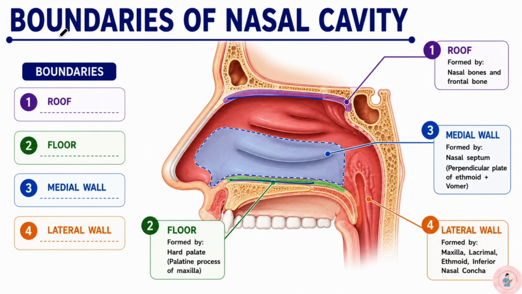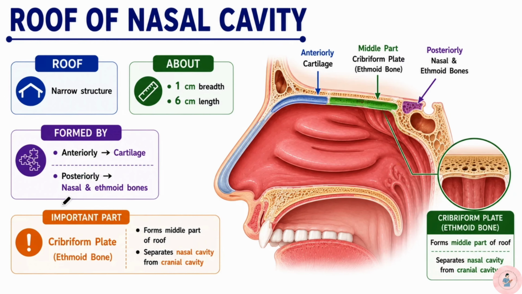Fine. Now we will study the boundaries of the nasal cavity. We have four boundaries of the nasal cavity: the roof, floor, medial wall, and the lateral wall. The first one is the roof. The roof of the nasal cavity is 1 centimeter in breadth and 6 centimeters in length. From here, this whole structure that you can see is the roof of the nasal cavity.